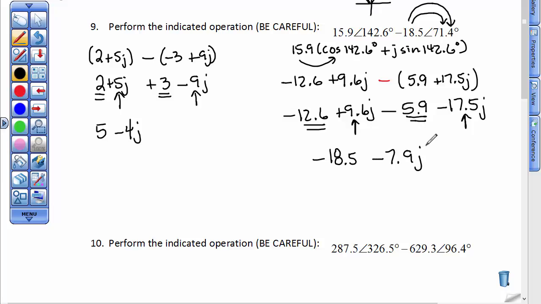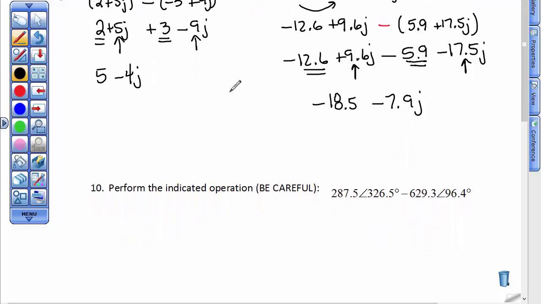7.9j. Now, this problem was given in polar form, and when we do our lab project, I'm going to ask you to get it back into polar form when you're done. So this is the answer to the subtraction of these two problems, but it's in rectangular form. If I were to draw a picture of where this answer is, it's very much in the third quadrant. So I go to the left 18 and down 7, and I have the vector that I'm speaking about. So I'm going to let the computer draw that for me. This is the negative 18.5. This is the negative 7.9.